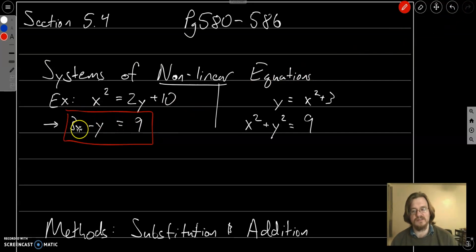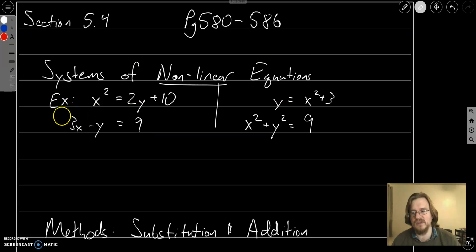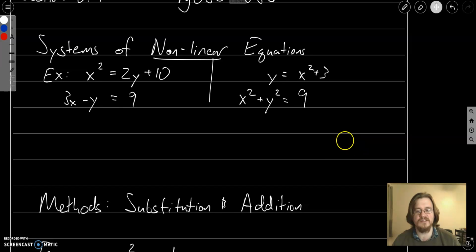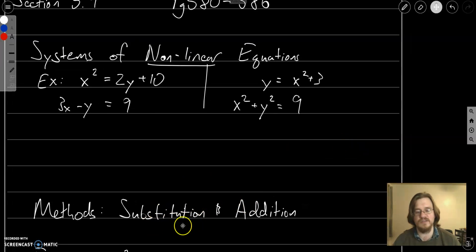All of the terms are raised just to the first power. We've got an x and we've got a y. But because we're considering systems of equations, meaning multiple equations at once, since the top one is nonlinear, the whole system is called a nonlinear system. And the methods that we would use to solve nonlinear equations, as in finding the solutions to these, include substitution and addition. And by solution, this is just like before.